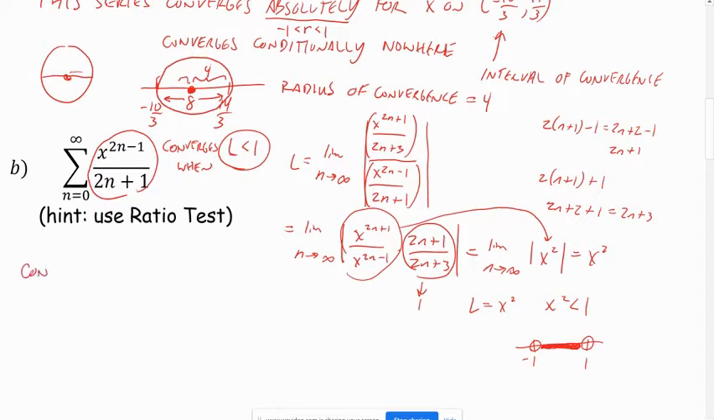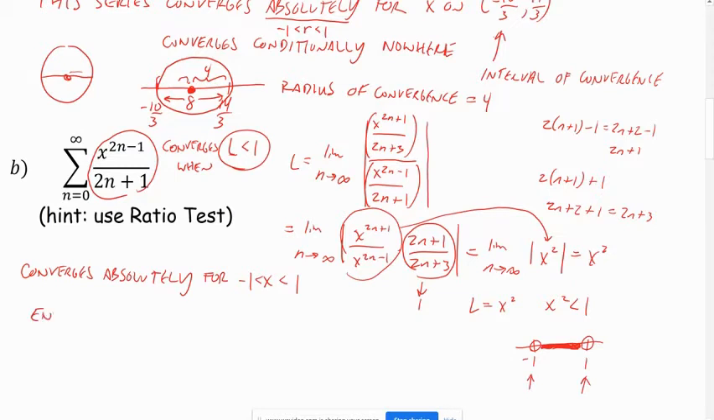So this converges absolutely for x in between -1 and 1. And so now what we need to do is investigate the endpoints. Does it converge at -1? Does it converge at +1? Because those are the values that make L equal to 1, and the ratio test is inconclusive, so it might converge at those endpoints. Let's look at those individually.